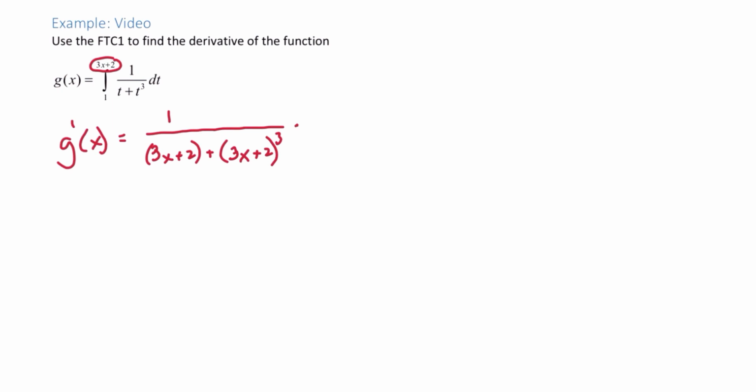The derivative of 3x plus 2 is 3. This gives us g prime is 3 over 3x plus 2 plus 3x plus 2 to the third.